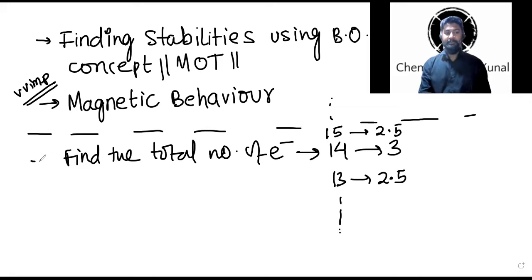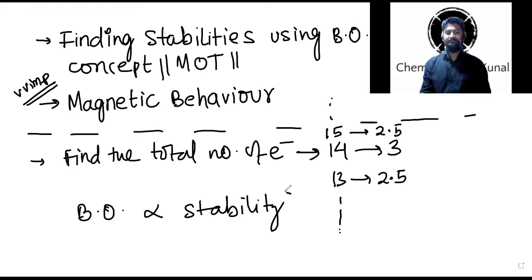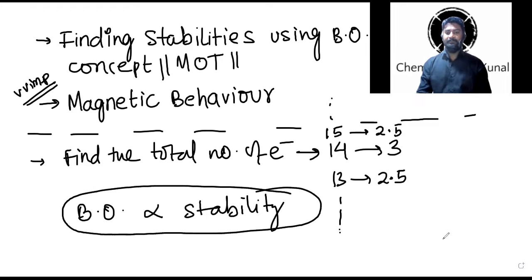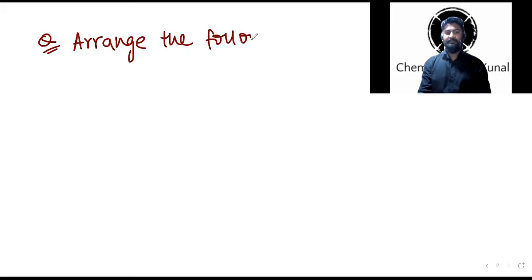Here, we will talk about how bond order affects stability. Bond order is proportional to stability: the more the bond order, the more the stability. This is the concept, and based on this we can start doing some problems. Let's begin with the very first question, which was asked in previous year JEE NEET exams, 2021-2020. You can check. The question was: arrange the following in increasing order of stability.